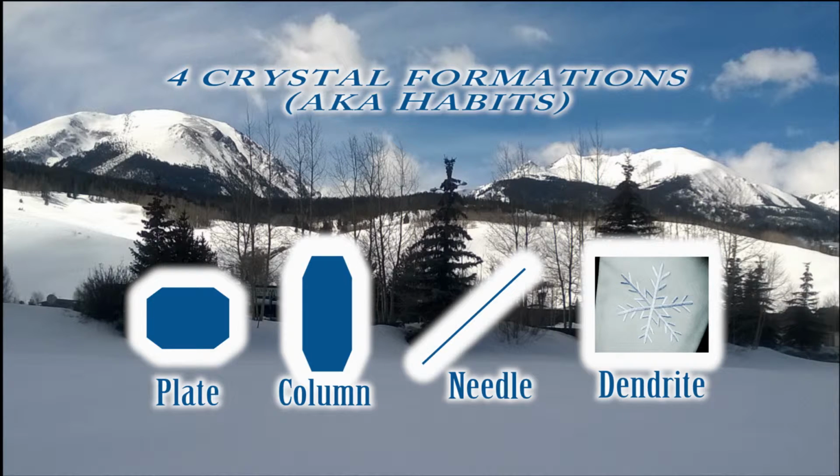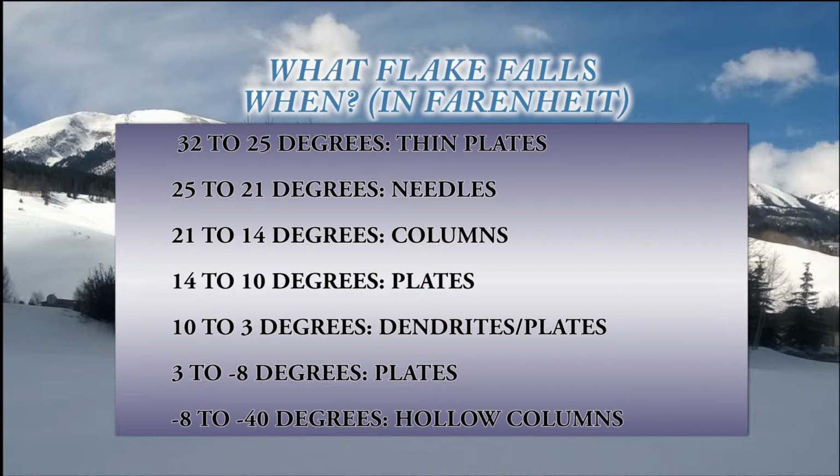And so I've included this chart right here on this screen. And this is based on which temperature, which crystal formation would form, basically. At 32 to 25 degrees, you would see a plate. 25 to 21, it's a needle. 21 to 14 degrees Fahrenheit is a column. Back to plates at 14 to 10, and then dendrites at 10 to 3 degrees Fahrenheit, and so on and so forth.